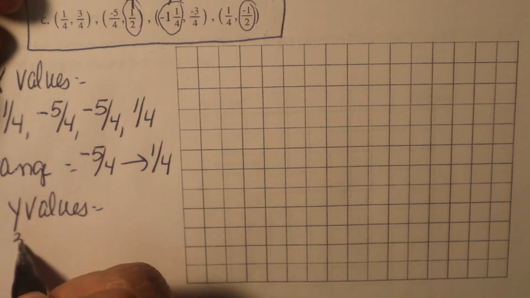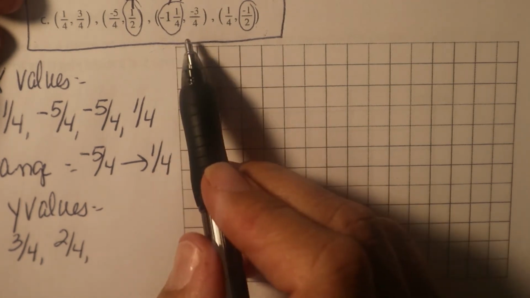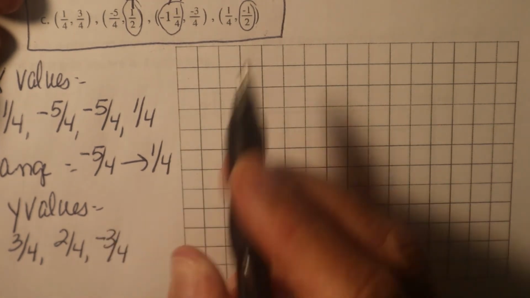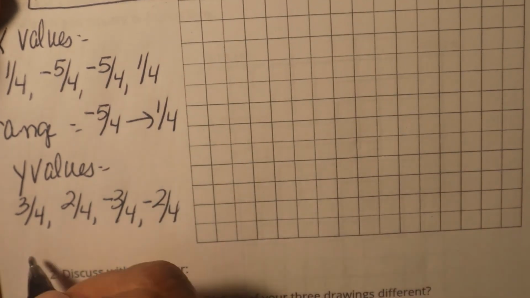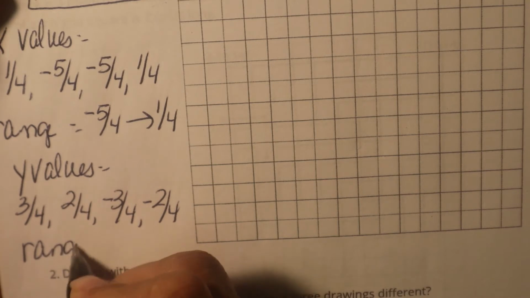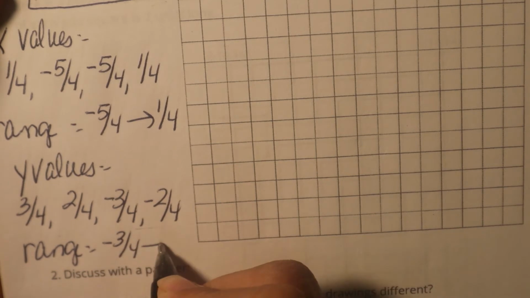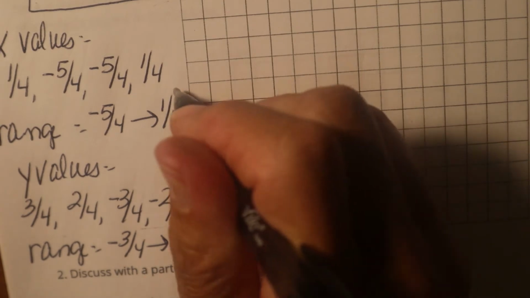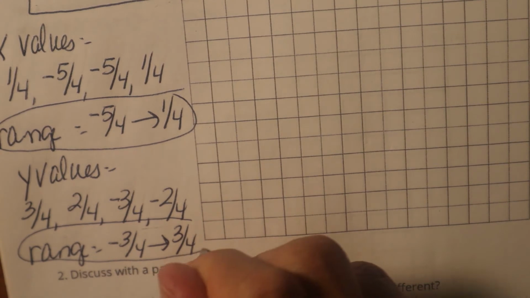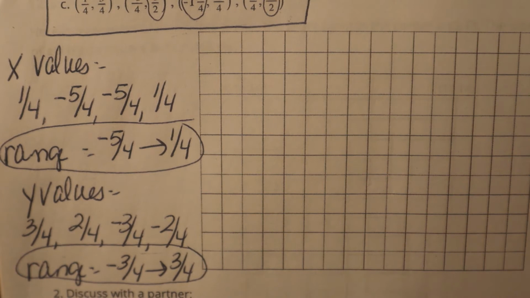My y coordinates are 3 over 4, 2 over 4, -3 over 4, and -2 over 4, which makes my range for my y values: my lowest fraction is -3 over 4, but my highest fraction is +3 over 4. So now, just like the 2 times before, I'm going to take special attention to my 2 ranges to figure out how I want to label my lines to make a coordinate plane.